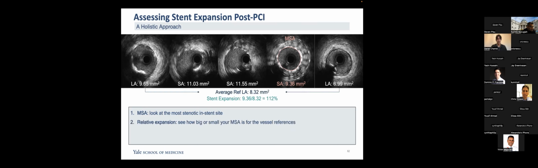So this is an IVUS pullback after stenting. This is the MSA here, 9.36, pretty high for the vessel size. So I always take a look at the MSA. We are looking at the most stenotic in-stent site. Then you see if this MSA is okay for the vessel size you're treating, and then we calculate the relative expansion: how big or small your MSA is to that particular vessel.